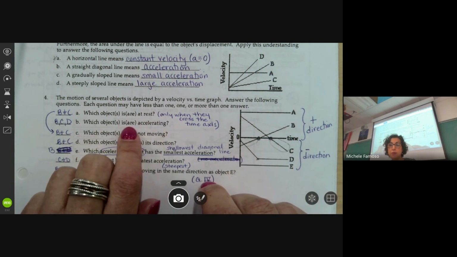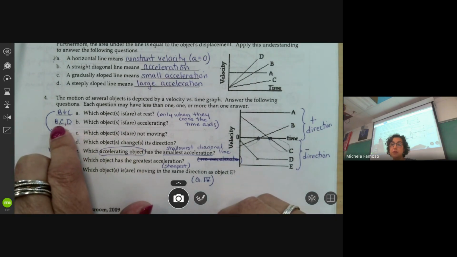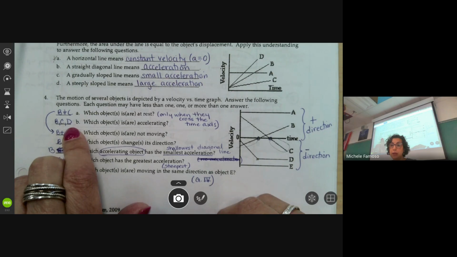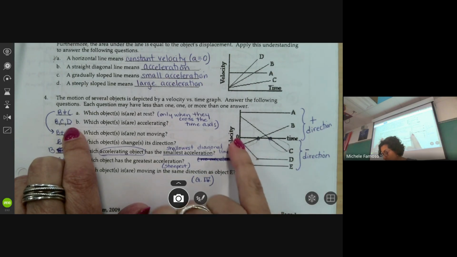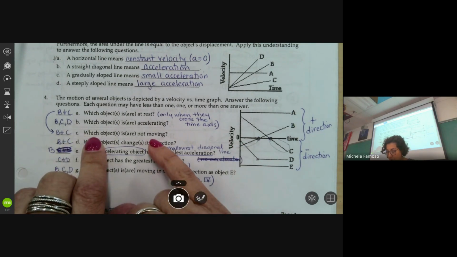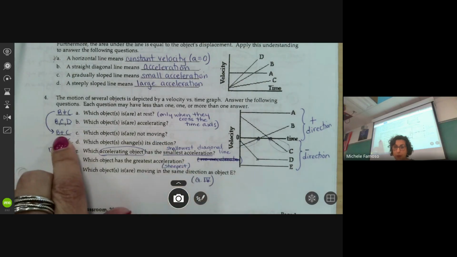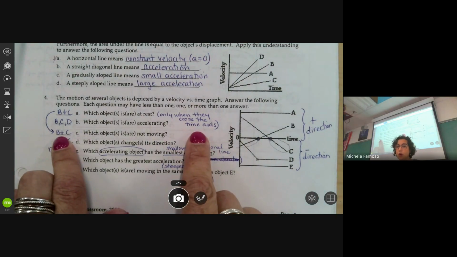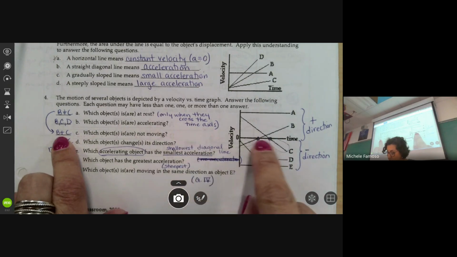Letter B, which objects are accelerating? Those would be diagonal lines. Which graphs have a diagonal line or a portion that's a diagonal line? That's graphs B, C, and D. But D is only in this section right here that's accelerating. Which objects are not moving? Graphs B and C again, but only when they cross the time axis. At those 2 points, there's no motion.